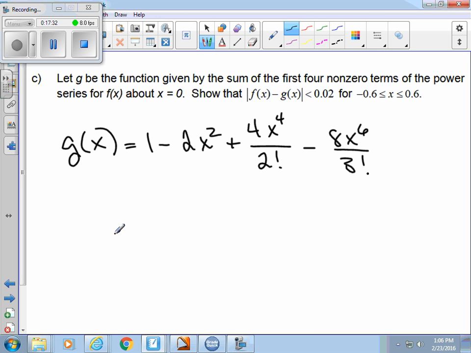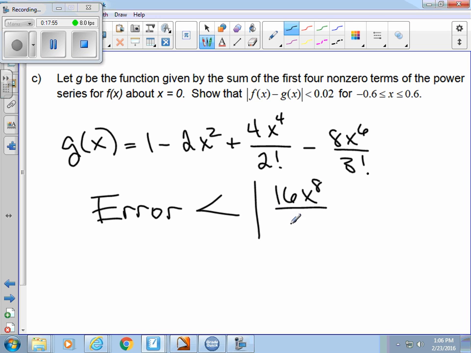Any questions so far? The alternating series error bound says the error is less than the next unused term. Well, you tell me, what would the next unused term be? So our error is less than that. Obviously, that's not a numerical value, right? It's got x in it. I actually want a numerical value.